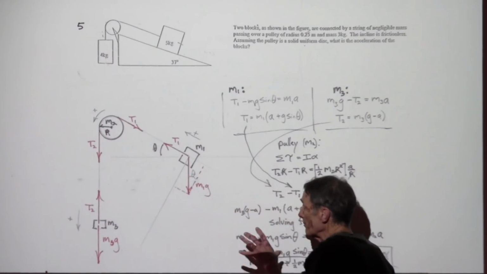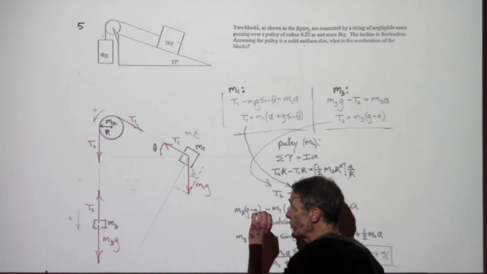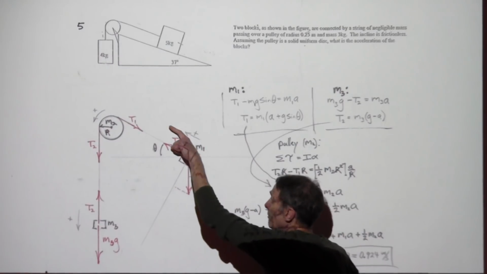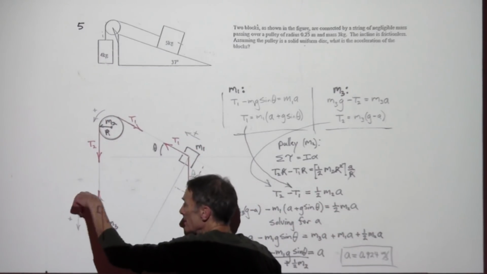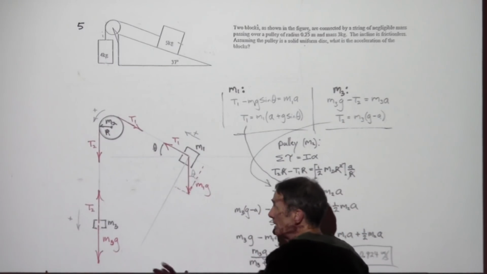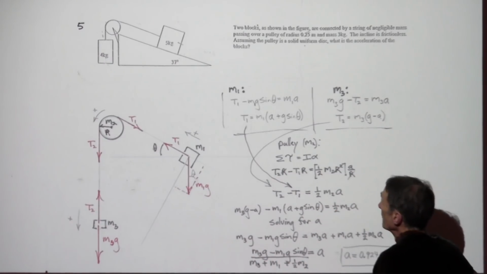To do the problems, we need to join these and do these, so it's a good idea to choose a plus direction. I chose plus going up, coming like this and down. If we end up doing the math and we get a negative acceleration, it's just going the other direction. So the math will tell us that.